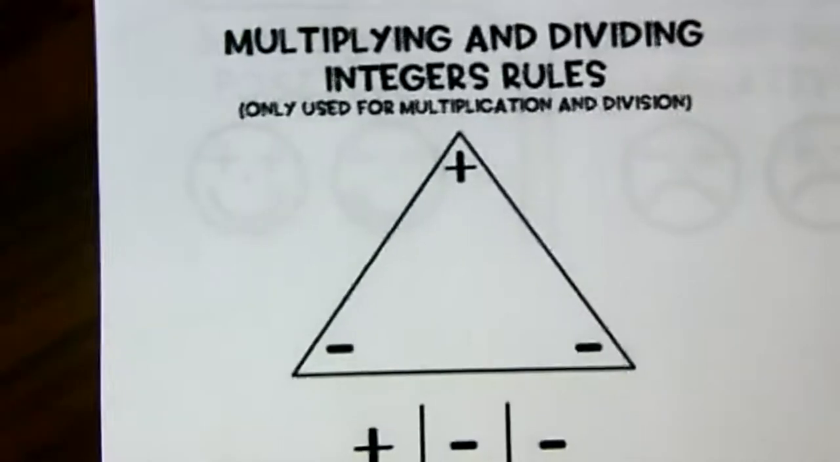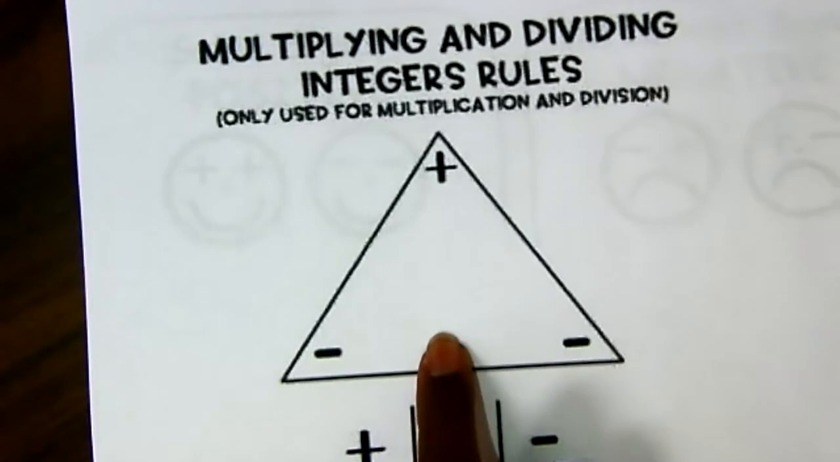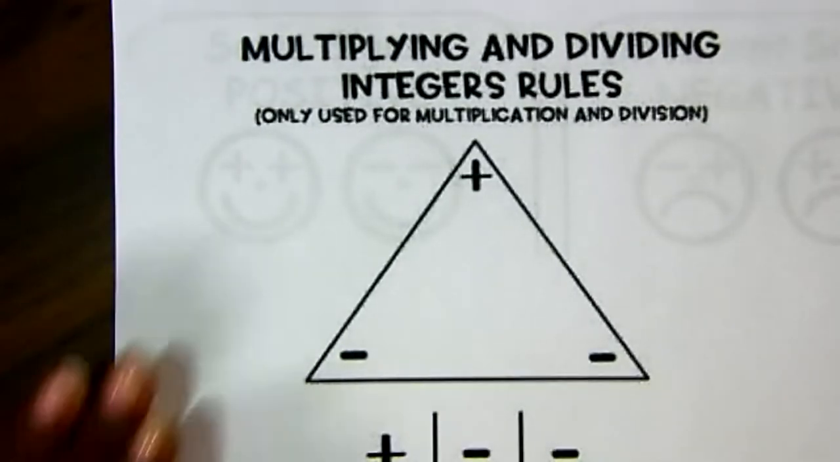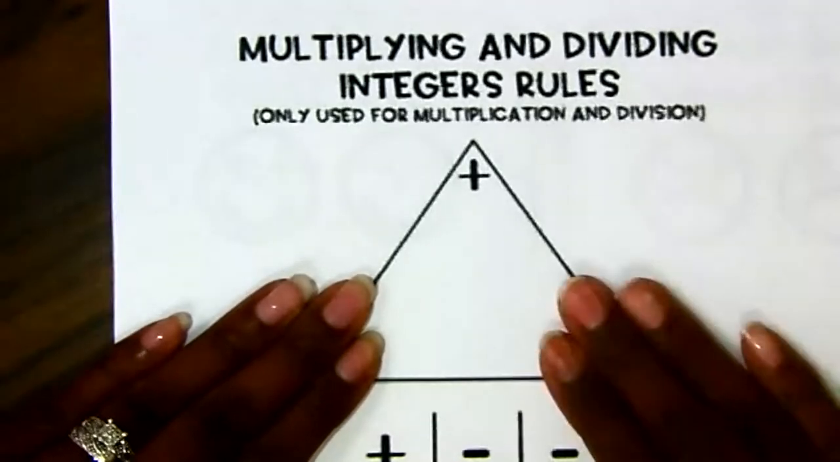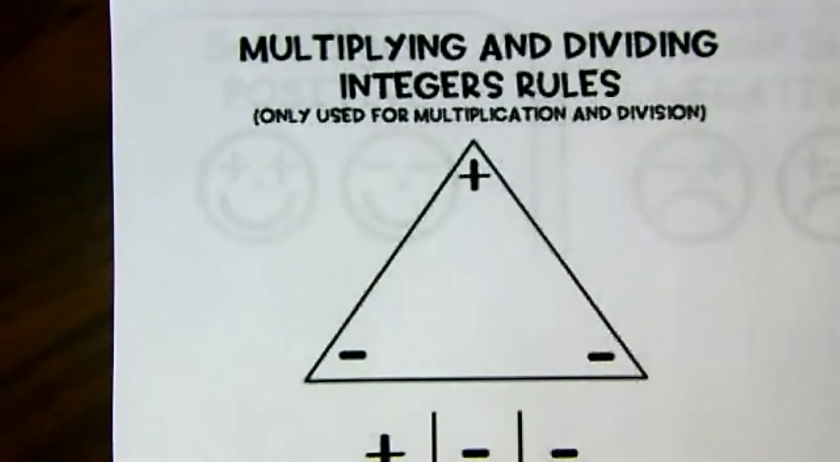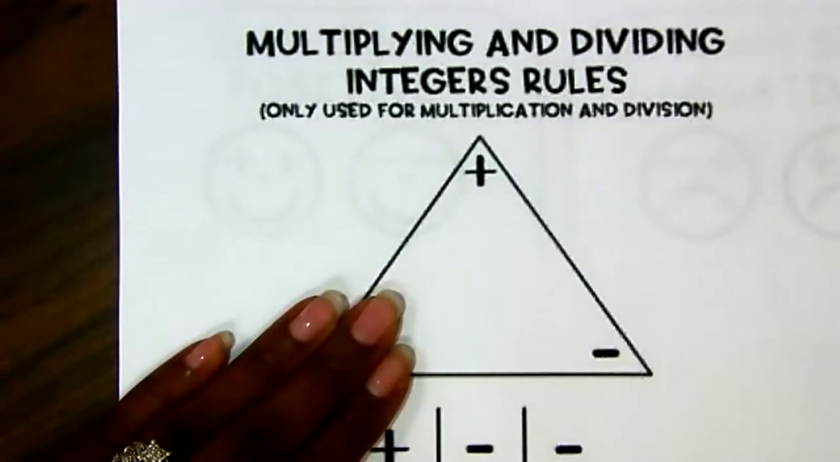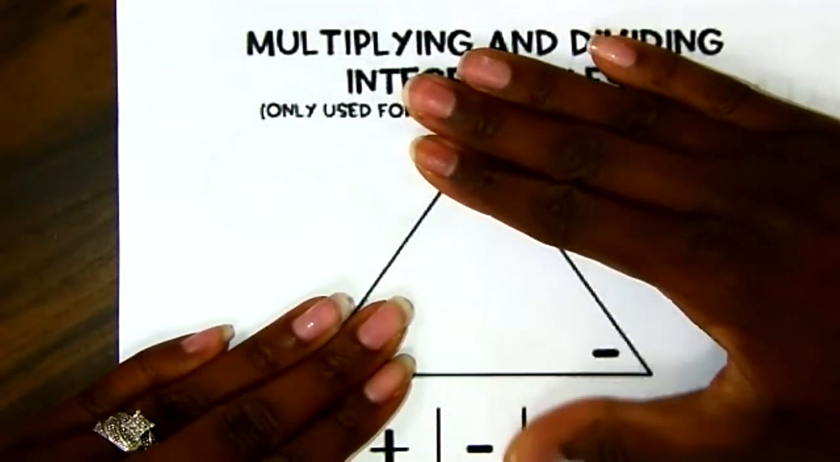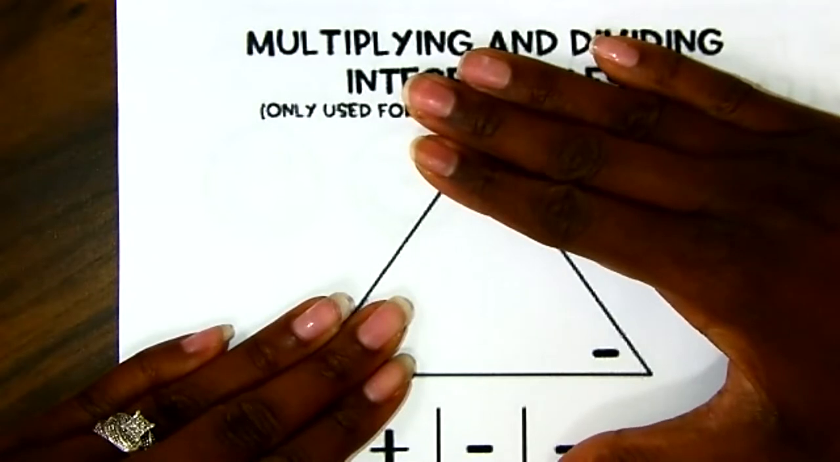All right, so I told you that this guy was called a sleepy triangle. Look, this is how it works. If I multiply or divide a negative by a negative, so I cover these two up, what's left? A positive. So that means my answer will be positive. Let's say I multiply or divide a negative by a positive. What's left open? The negative, right? So that means my answer will be negative.